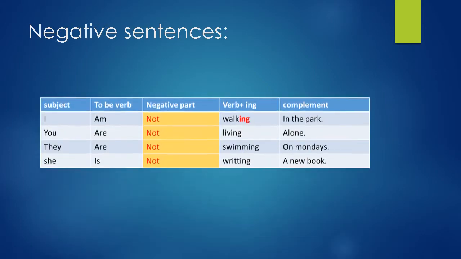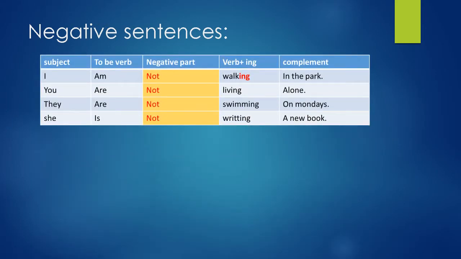Negative sentences. I like to use this chart because we can explain the structure and I put emphasis on the negative part. Subject, to be verb, negative part, verb plus ing, and complement. With the chart, the student can see that the difference from an affirmative sentence is the negative part, that is between the to be verb and the verb with ing.